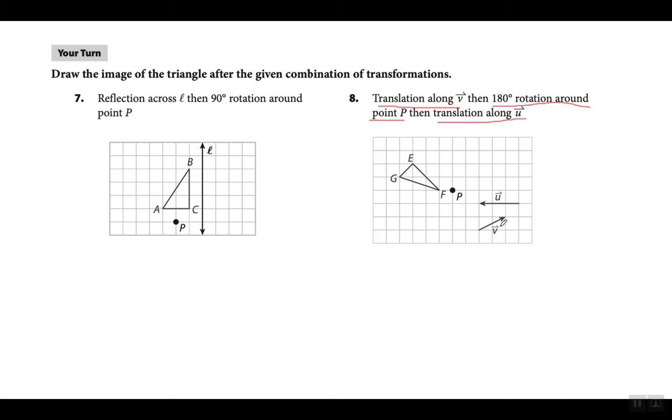Okay, so vector V, if you look at it, is telling us to move the figure 1 unit up and 2 units to the right. 1 unit up and 2 units to the right. So let me do that to every single coordinate, G, E, and F. 1 unit up and 2 to the right would put G prime right here. 1 unit up and 2 to the right would put E prime right here. And 1 unit up and 2 to the right would put F prime right here.